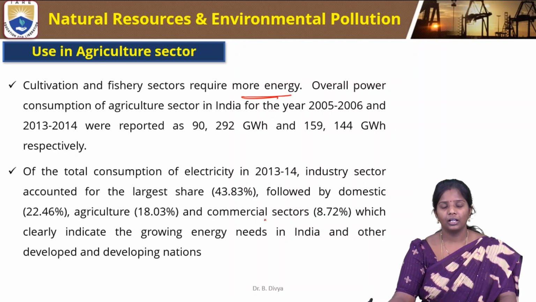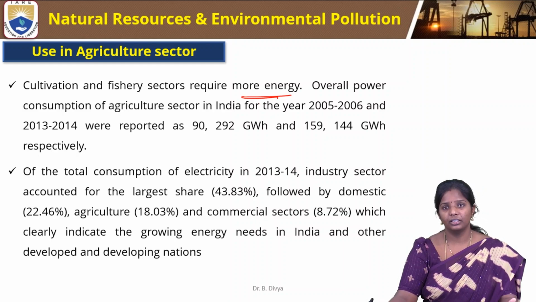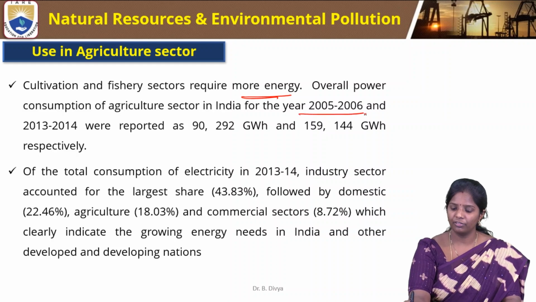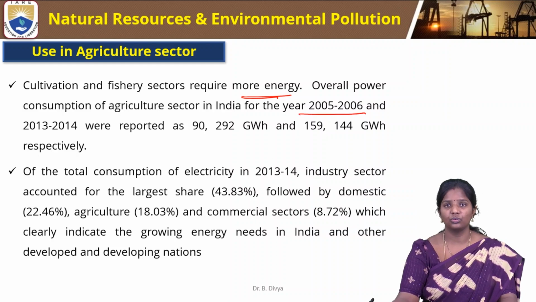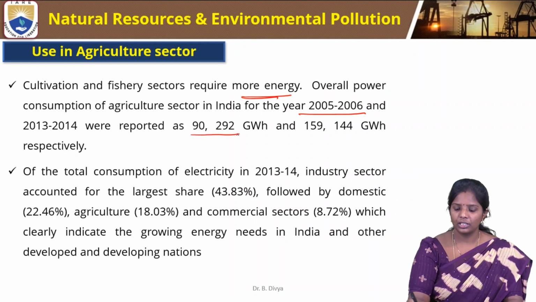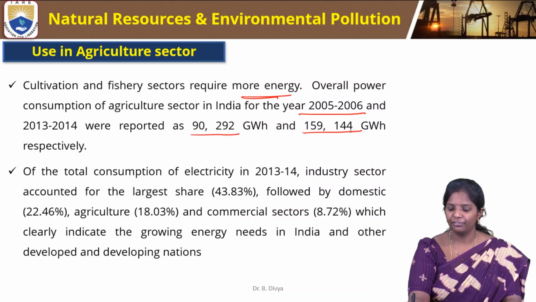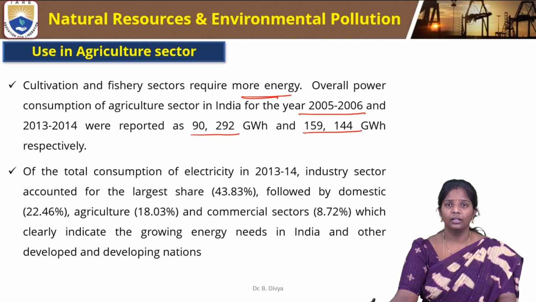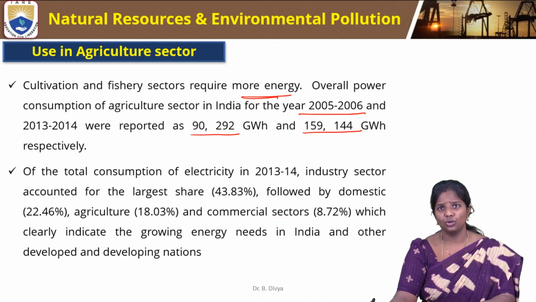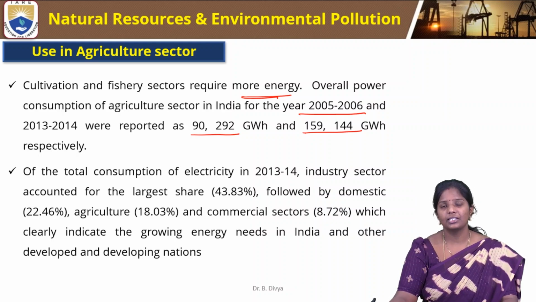Overall consumption of energy for the agriculture sector in the years 2005 to 6 and 2013 to 14 was reported as 90,000 gigawatt hours and 1,59,000 gigawatt hours respectively. So this shows that there is an increase in the consumption of energy in fisheries and cultivation.